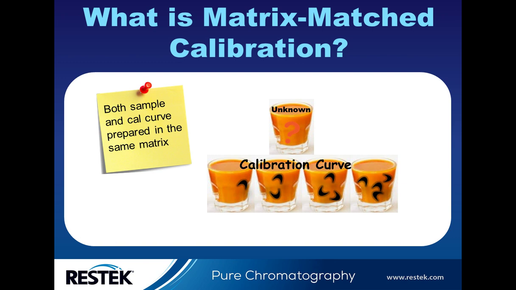And what is a matrix matched calibration? First, you will have your unknown samples that you don't have to use your corresponding internal standard. And you will extract your calibration curve using a blank matrix. After extraction, you will spike in your target analytes into the calibration curve. In this case, you will use your calibration curve to back calculate your unknowns in the matrix.